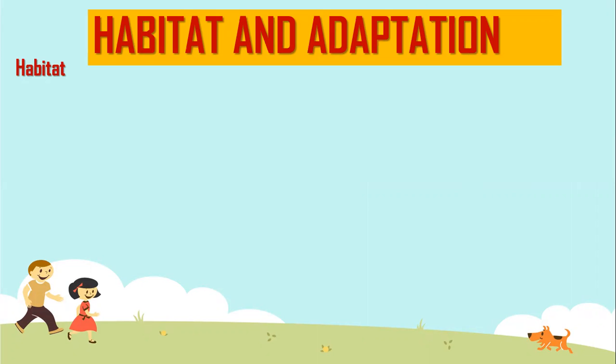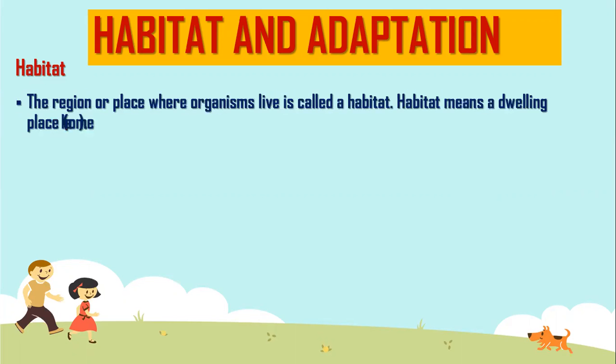The surroundings in which a particular organism is found living in nature is called its habitat. So we can define habitat as the region or a place where organisms live. It means a dwelling place or a natural home of an organism.